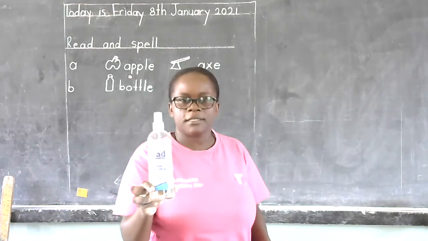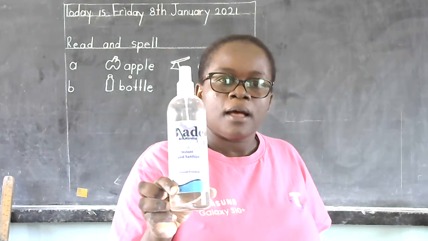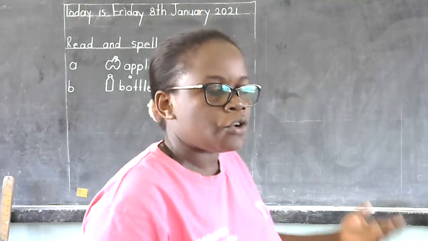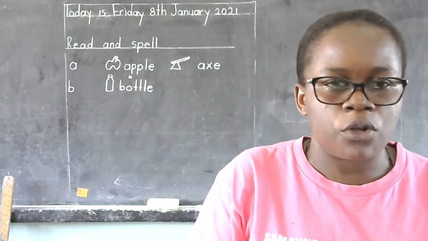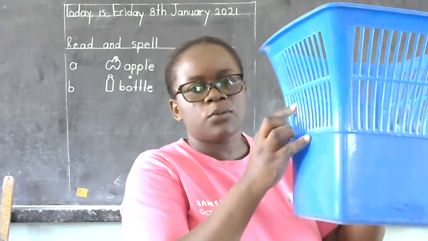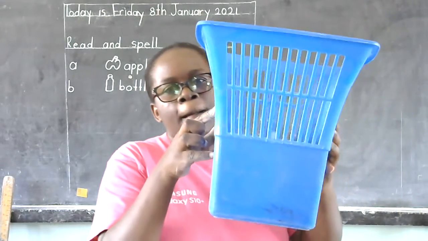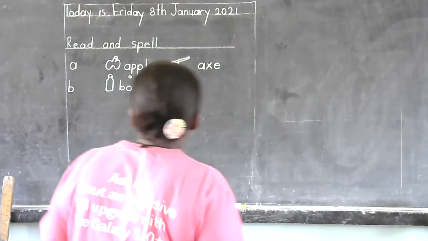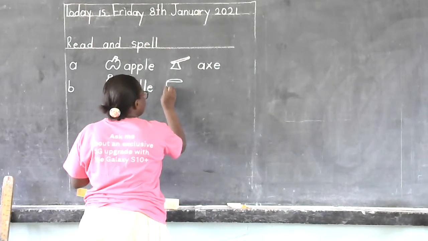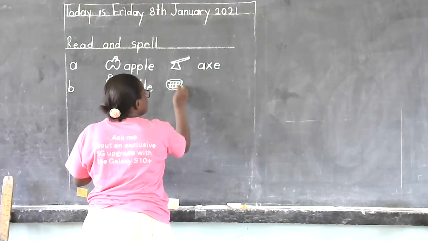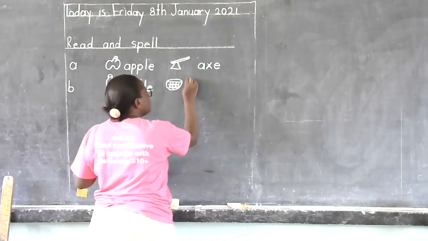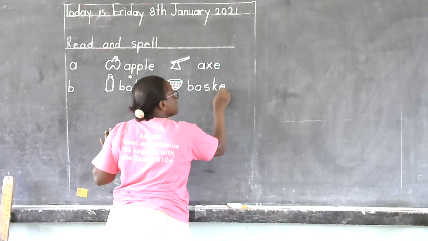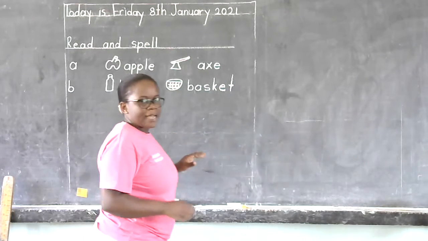And everyone, look at this picture. This is a what? A bottle. This is a what? A bottle. You all have bottles at home. The one you use to drink or to put in juice, to put in water. It is called also a bottle. And this one is a what? It is a basket. A basket. Yes. Let me draw my basket here. Spell for me the word basket, children, as we are writing. B-A-S-K-E-T. The word is basket. Good, children.